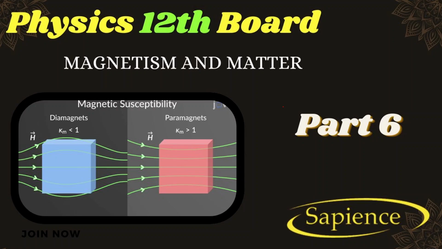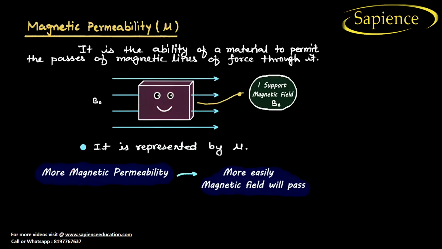So today I am going to discuss the part 6 video of magnetism and matter. In this video we will focus on permeability and magnetic characters. So let us discuss one by one. First of all, I should discuss magnetic permeability.